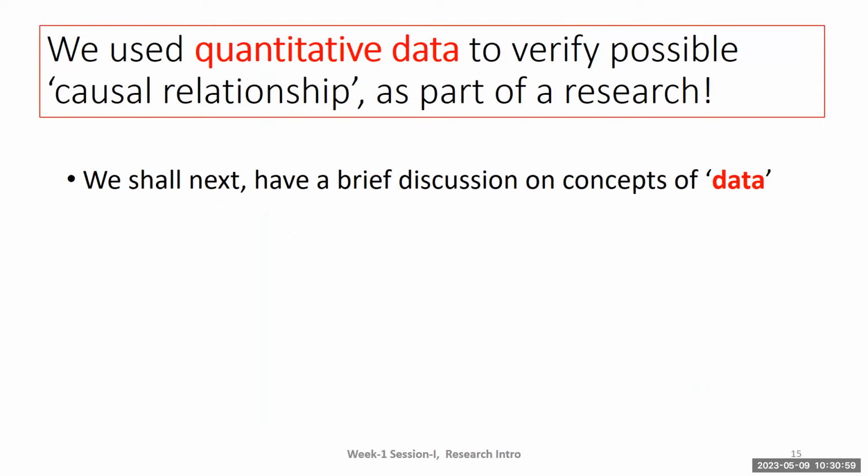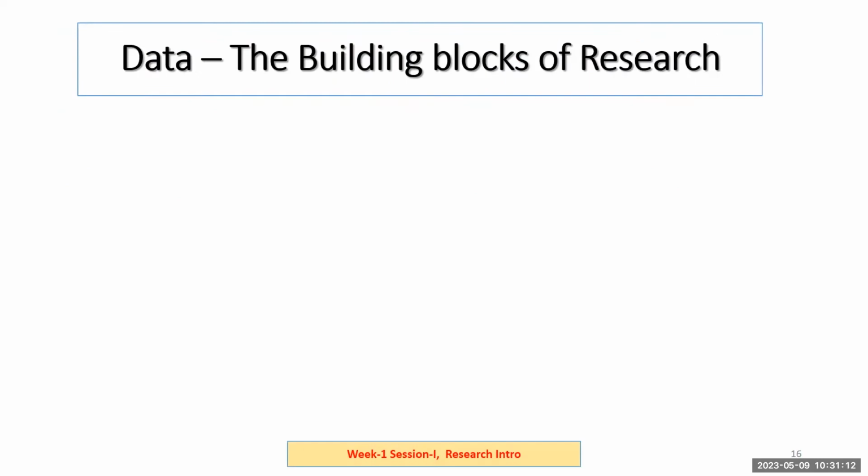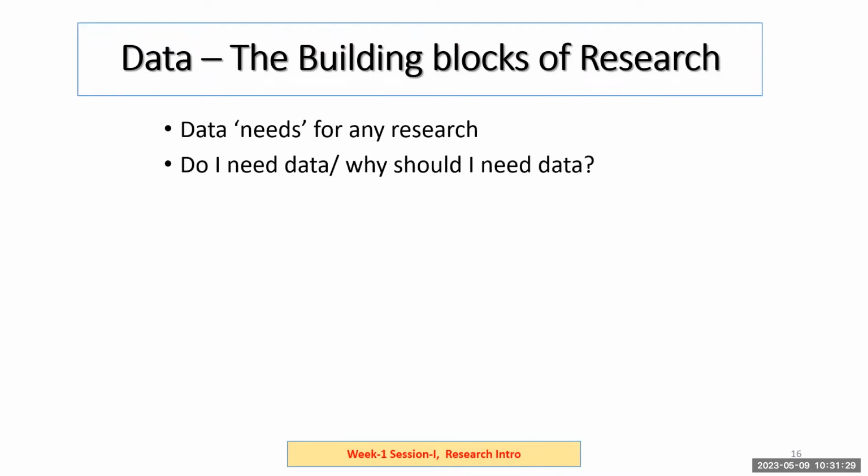We shall next have a brief discussion on the data concepts. Data is very important, very critical, and we can say it is actually the building block of research. We must be very clear about the requirement or needs of data for any research. We should also answer whether a researcher really needs data and why. If you are convinced, then what type of data? Once you are clear on the type of data, we will be discussing the classification of data later, and then we will try to understand what could be the source of those data.